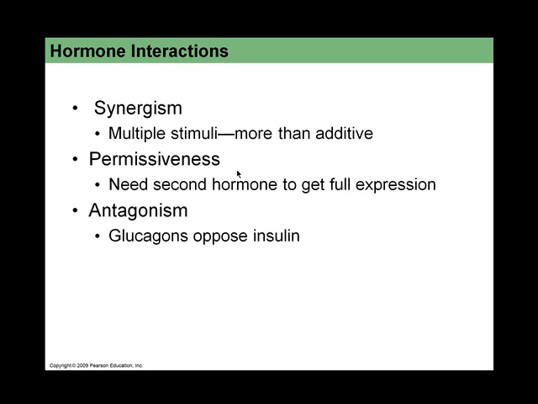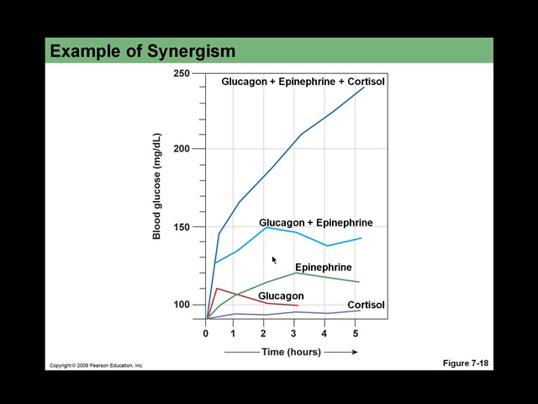So it's more than just the direct results of the two stimuli added together. There's a permissiveness, where we need a second hormone to get the full expression of another hormone response, and an antagonism, like glucagon opposing insulin. So here's a graph that shows an example of synergism.